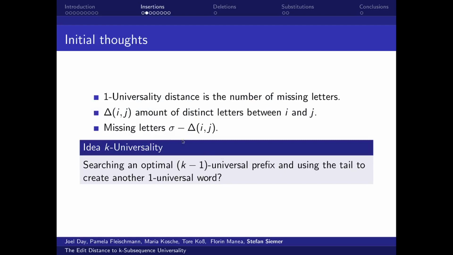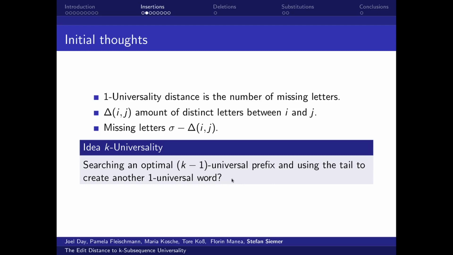First of all, we see that the distance to reaching one-universality is simply the number of missing letters in that word. In the following we will use the notion of the number of distinct letters between positions i and j in our word, denoted delta ij, and therefore the number of missing letters is simply the alphabet size minus delta ij. So the basic idea is to create a dynamic programming where we search for some k-1 universal prefix, and we use the tail to create another one-universal word.